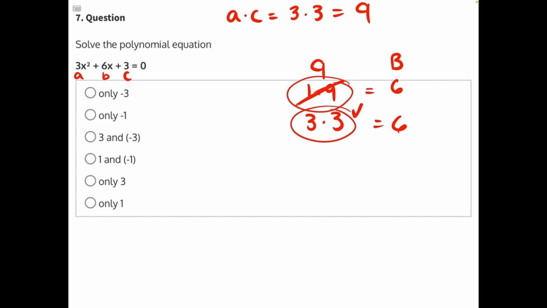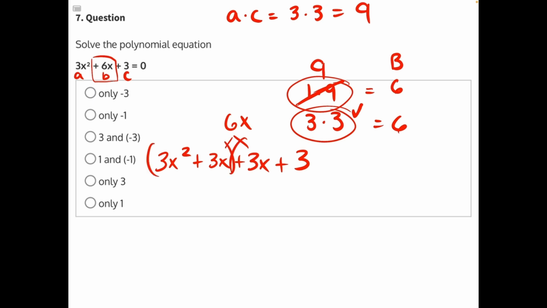Now we rewrite the expression, 3x squared plus, and we add x variables to these, 3x plus 3x plus 3. What we've done is taken our original middle term, 6x, and we have split it apart into two terms. This gives our polynomial 4 terms, which allows us to group them into two binomials. And now we can factor.